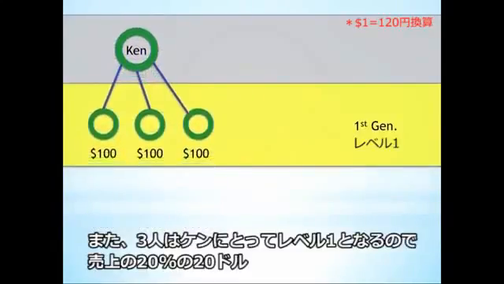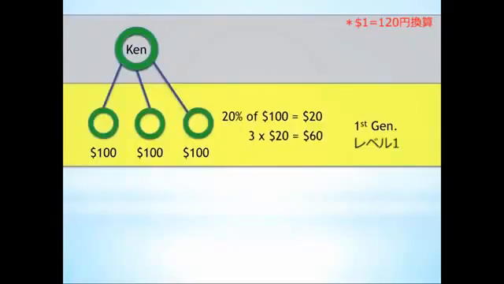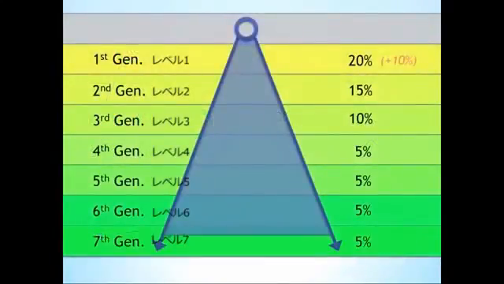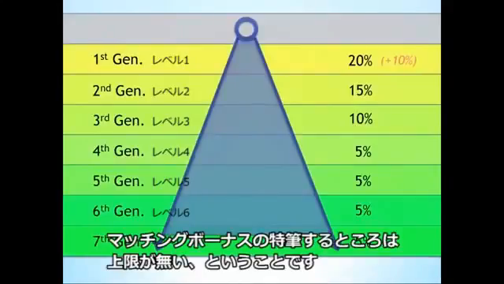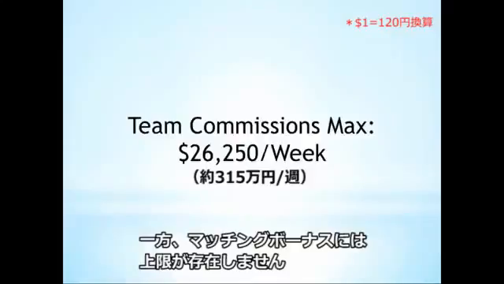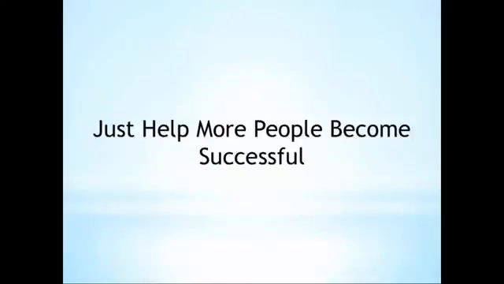Ken, by the same mechanism, would have earned $20 from the earnings of each of his 3 people since they're on his first generation. This pattern continues through 7 generations of your enroller tree. Now, the great part about matching bonuses is that there's no limit to what can be earned through them. Where team commissions hit their cap at $26,250 per week, your matching bonus can always be increased simply by enrolling a new person and helping that person to become successful.